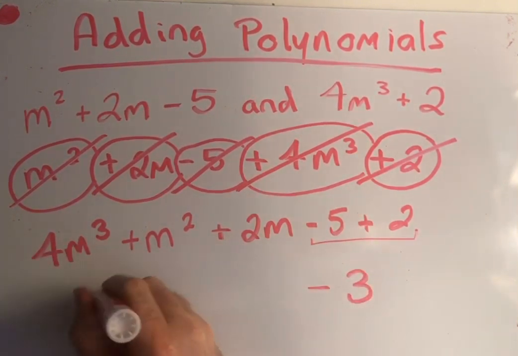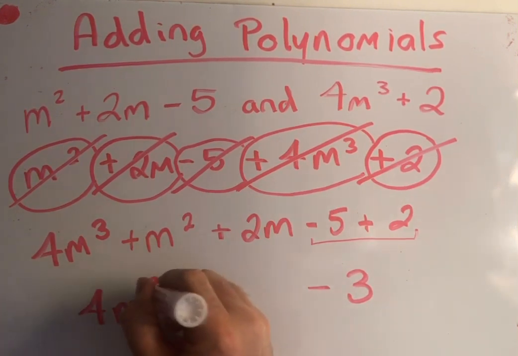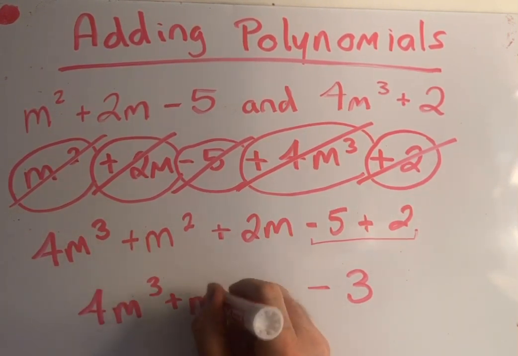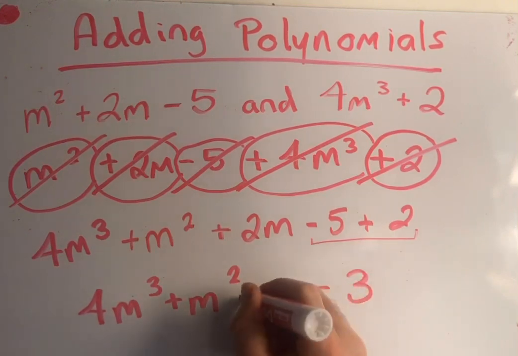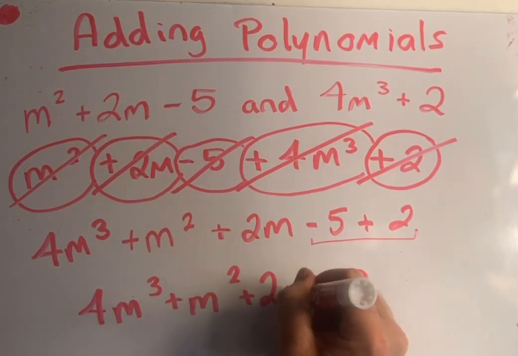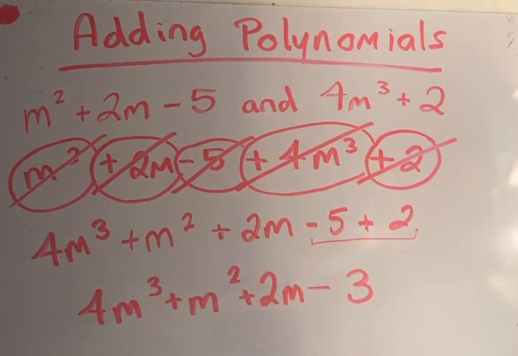And I'll bring the rest of it down. 4m to the third plus m squared plus 2m. So my answer is 4m to the third plus m squared plus 2m minus 3.